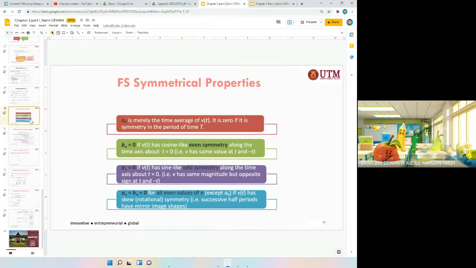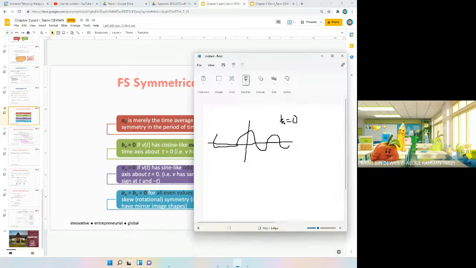Okay, the next case, if you have sine-like odd symmetry, which is, this one is positive, this one is negative. What happens is that your An will be 0 in this case.